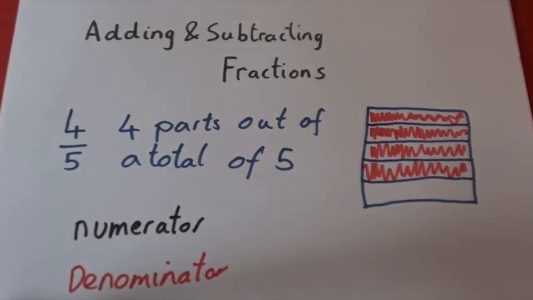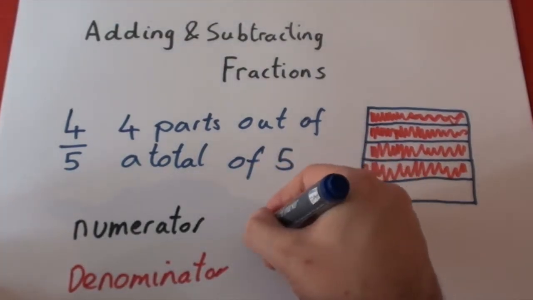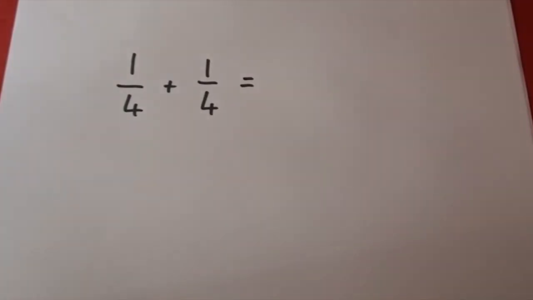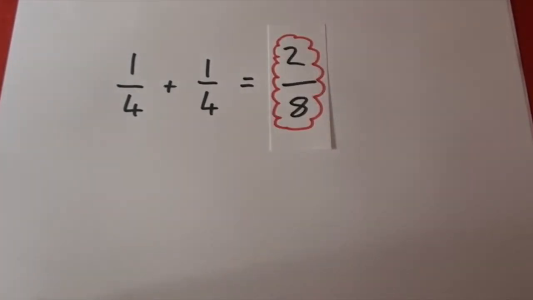So we've got two other words, numerator and denominator. Numerator is the top number, denominator is the bottom. So if you take a sum like a quarter plus a quarter, what's the answer? Some people think it's 2/8, but this is wrong.